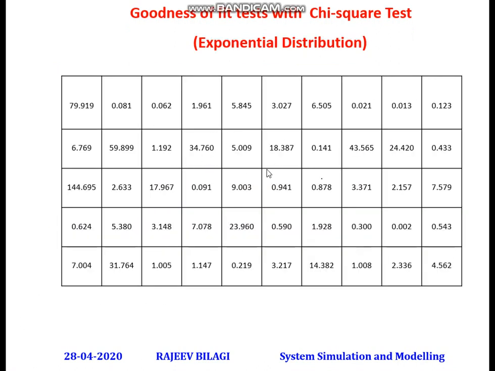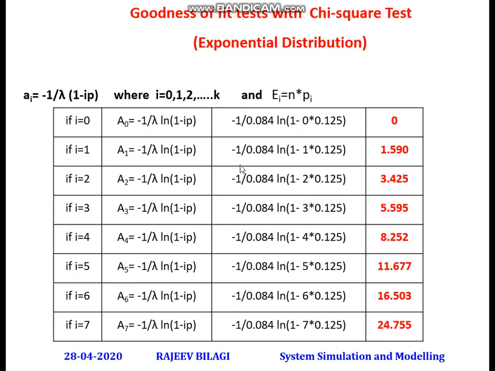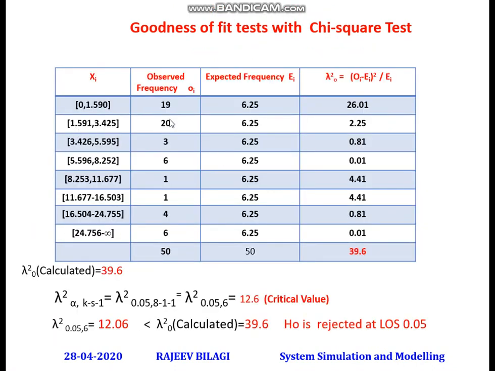In the given list, you can count it. Like this, you will find out. Please find out all the observed frequencies. You will get them like this. Expected frequency, you know, is n into p_i, so 6.25. It is common for all values.